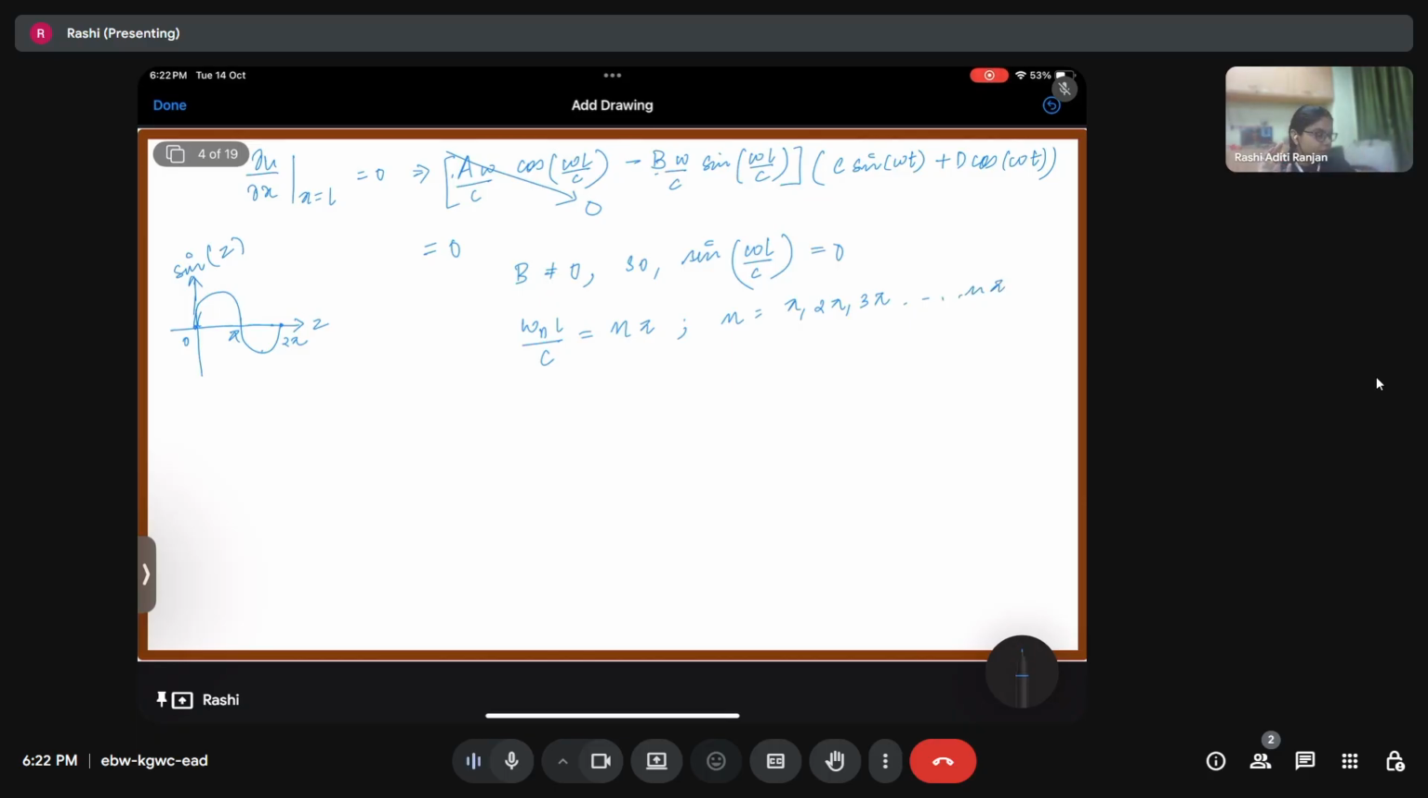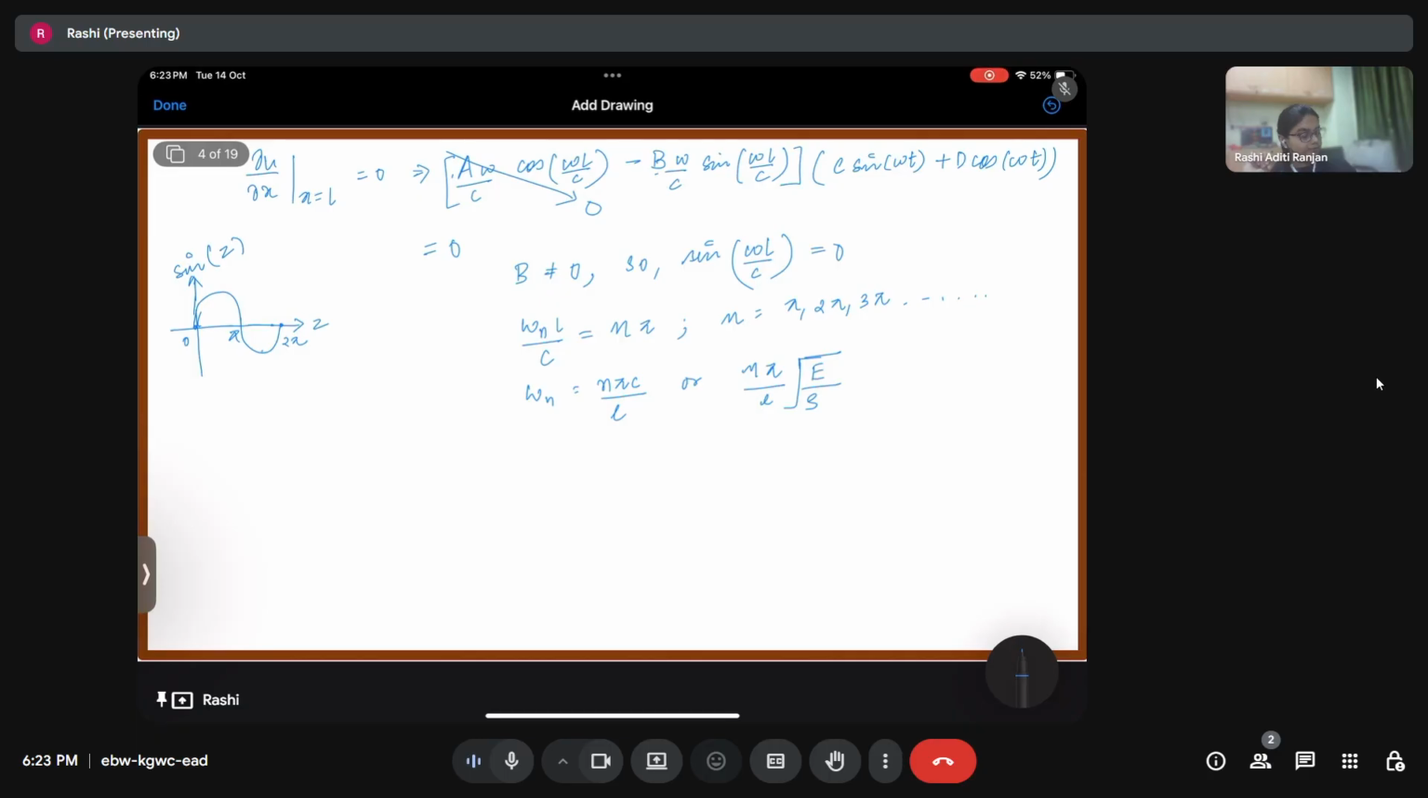Let us just skip it because we have already used n till n pi. Okay. Now if omega n L by C is equal to n pi, then omega n is going to be what? n pi C by L, or n pi by L, and C is what? Under root of E by rho. Rho is the density, and then E is what?